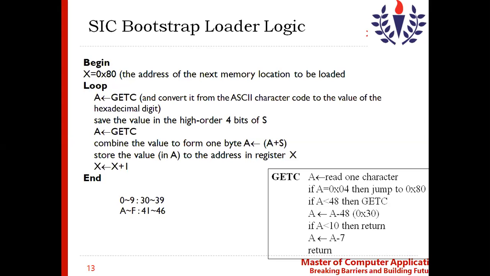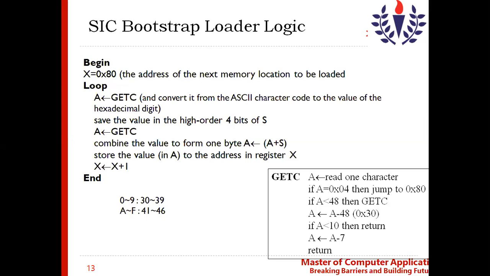Now, in the getC subroutine, read one character that's stored in the accumulator. And if you reach the end of the file, 0x04 represents the end of the file. Once you reach the end of the file, which means the end of your object program file, there is no more input. So you can jump to 0x80 to start the execution.